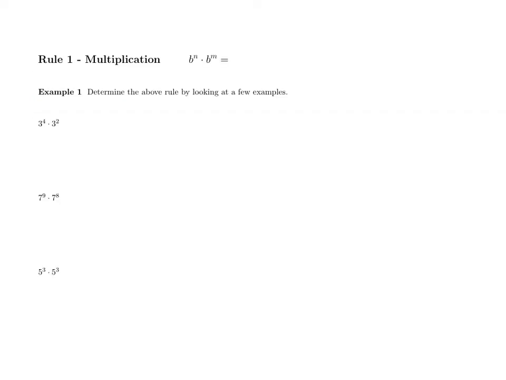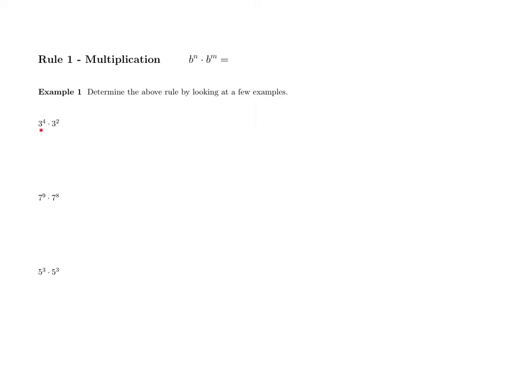The first exponent rule that we'll look at is for multiplication. That is, if the base is the same, but perhaps your exponents are different, how can you combine these into a single exponent? We'll use example 1 to figure out what this rule is. So let's start with this one here. What is 3 to the 4th times 3 squared?